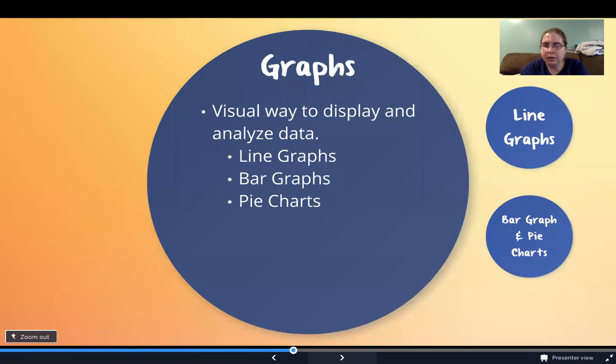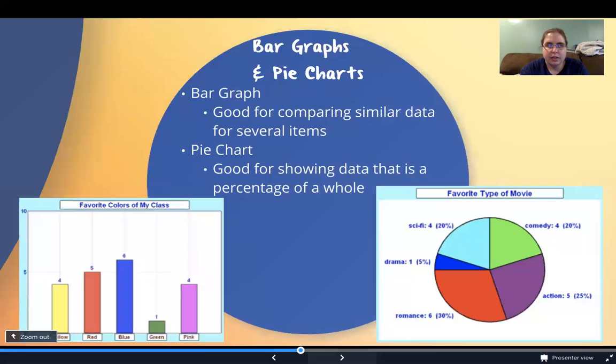Let's talk about bar and pie charts. So both of these kind of show similar data. They're both used for comparing and comparisons. They just do it in a different way. Bar graphs will compare items using the actual data. So the actual measurements are what you will use for a bar graph.